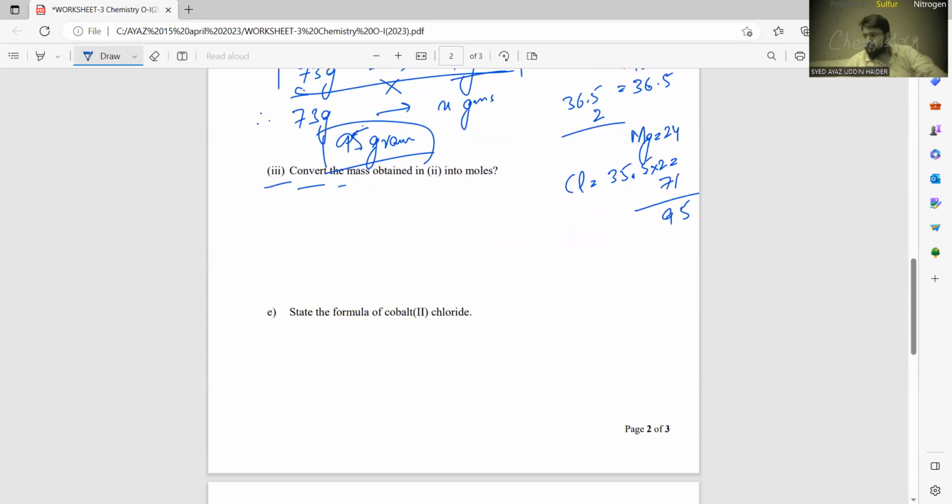Number 3, convert the mass obtained into moles. Now we need to convert this mass into moles. For this reason, I need to find the MR of MgCl2. MR of MgCl2, I have already calculated. It's 95. So 95 divided by 95 gives 1 mole, which is the final answer.